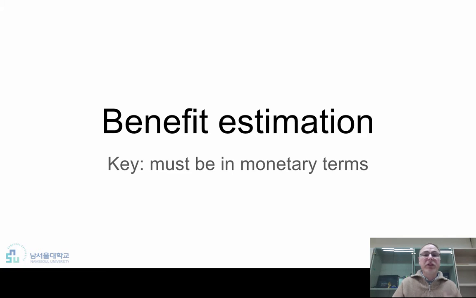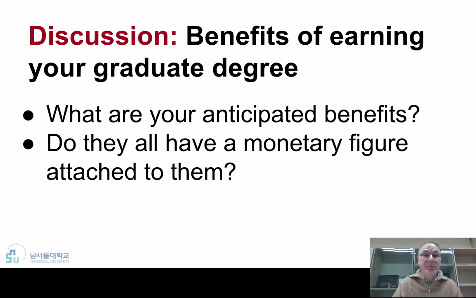And then we shifted in the following week, we started looking at benefits estimation. I've said it before, and it's important that you remember that benefits must be estimated in monetary terms. You have to have a monetary evaluation of the benefits for cost-benefit analysis to work. So one of the things that you can use, as a good example of how to do this, is to have this dialogue with yourself about what are the benefits of earning a graduate degree. What are your anticipated benefits in monetary terms?